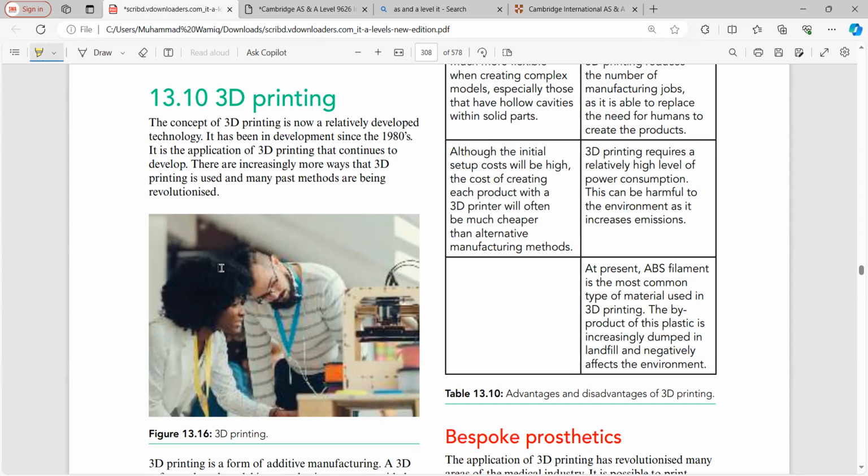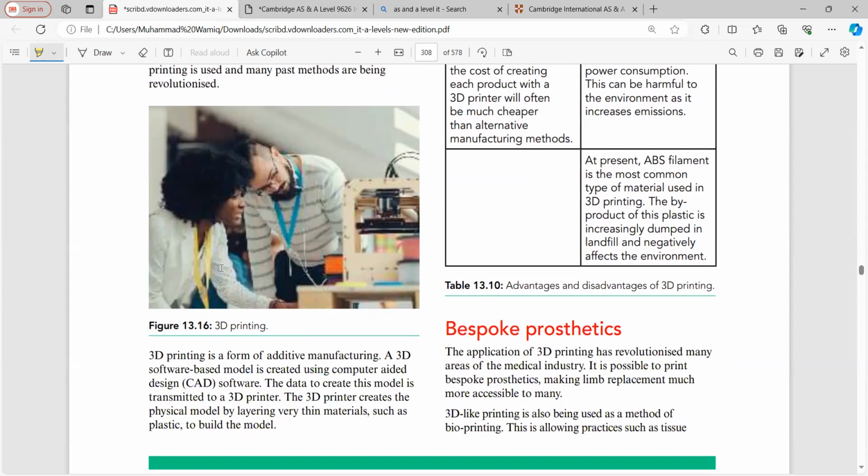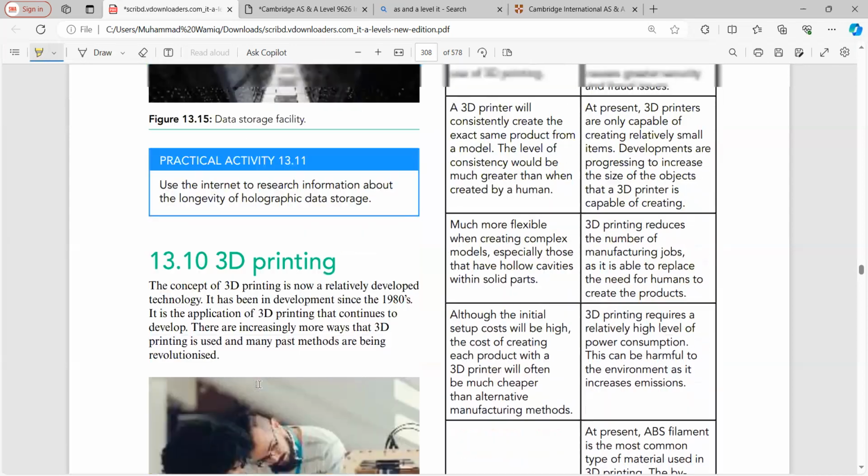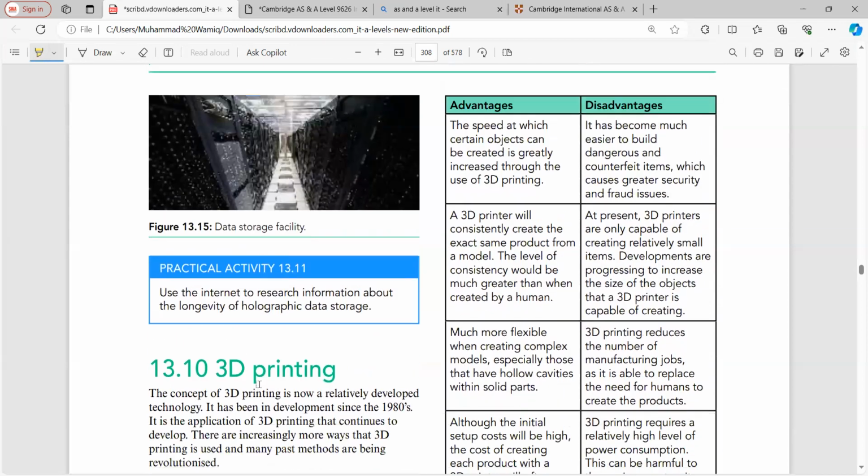They are increasingly developing in our society, and to create a 3D model, you can take the help of computer aided design software that can help you create these 3D models, let it be a car, let it be a shop, or let it be anything. The data can be transmitted to a 3D printer, and the 3D printer is used to create these objects. So can you identify some of the advantages and disadvantages of a 3D printer?